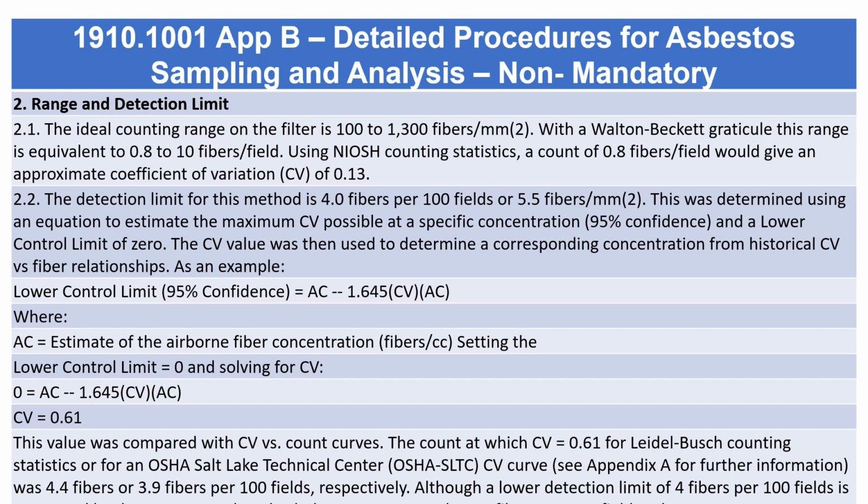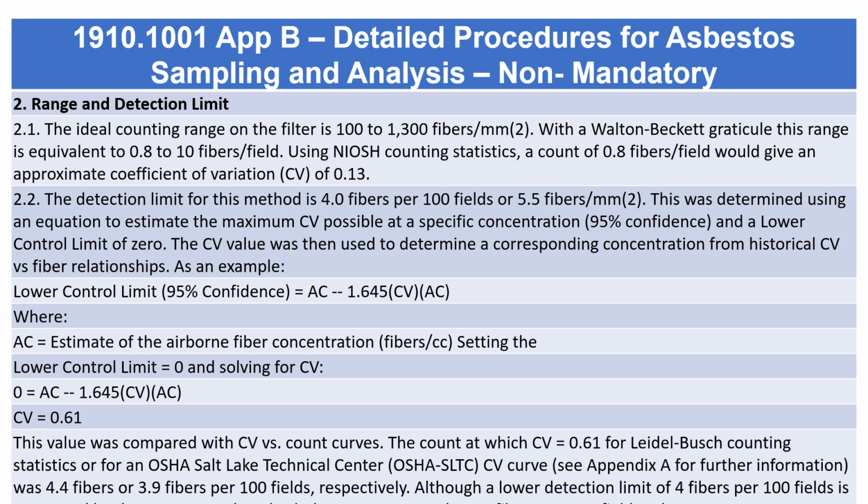2.2. The detection limit for this method is 4.0 fibers per 100 fields or 5.5 fibers/mm². This was determined using an equation to estimate the maximum CV possible at a specific concentration, 95% confidence, and a lower control limit of 0. The CV value was then used to determine a corresponding concentration from historical CV versus fiber relationships.